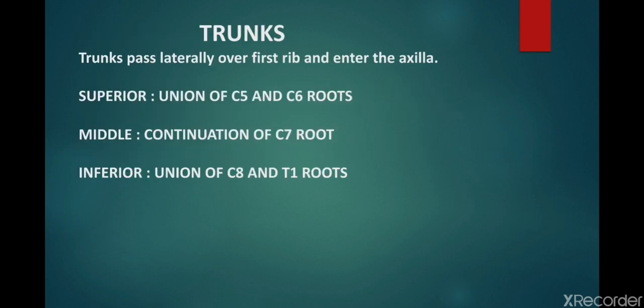Okay, so now we have the trunks. Now we have to know the position of the trunks. We said the roots enter the posterior triangle of the neck, and they are lying posterior to the subclavian artery. So now where does the trunk lie? The trunk passes laterally over the first rib, and then they enter the axilla. As we said, the union of C5, C6 produces the superior trunk, the union of C8 and T1 produces the inferior trunk, and the continuation of C7 produces the middle trunk.